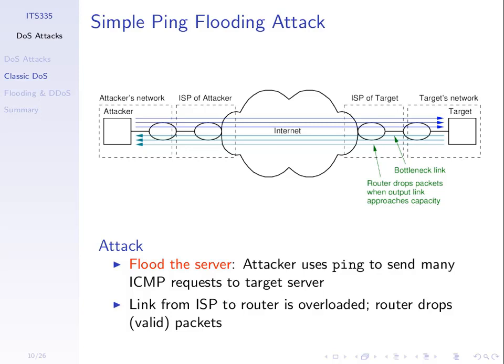Because the IP header, and IP is the protocol being used to carry ICMP, contains the source and destination address. The target knows the source, which is the attacker. So the attacker is identified. So that's a bad thing from the attacker's perspective.